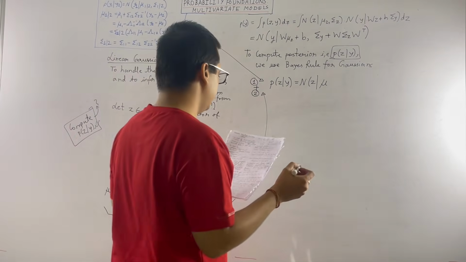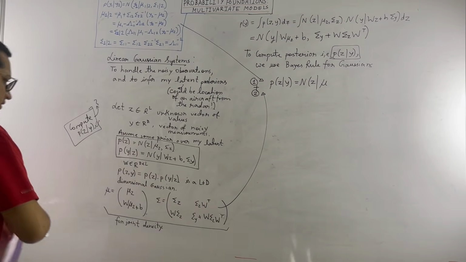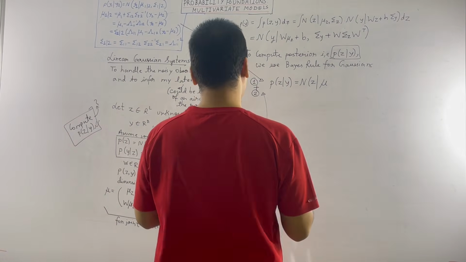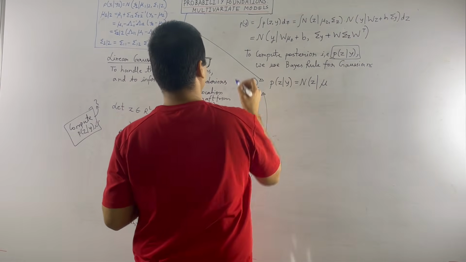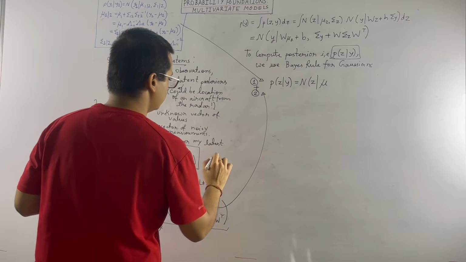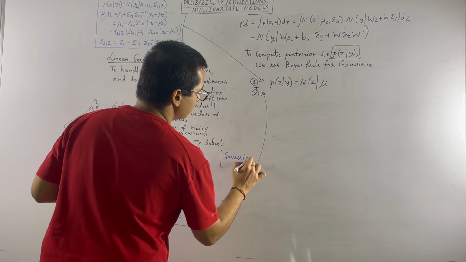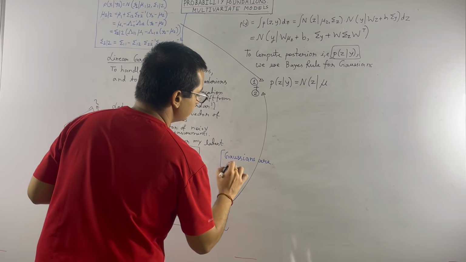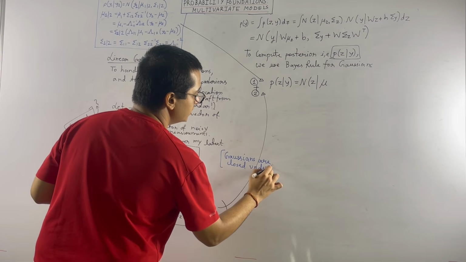Okay, so first let me write this down, because this is an interesting statement: Gaussians are closed under Bayesian conditioning. Okay, so where should I write it? Gaussians are closed under Bayesian conditioning.